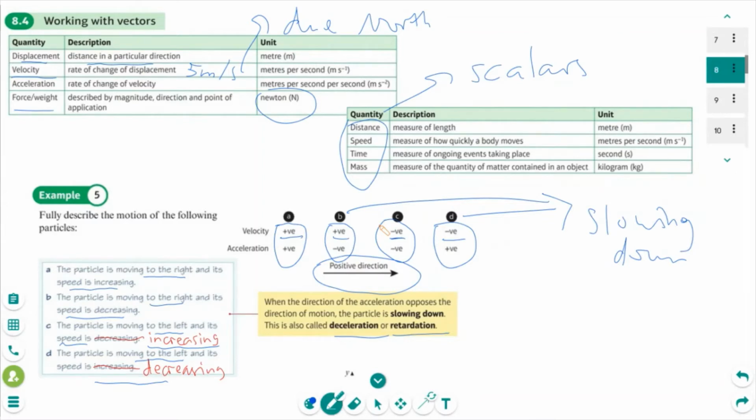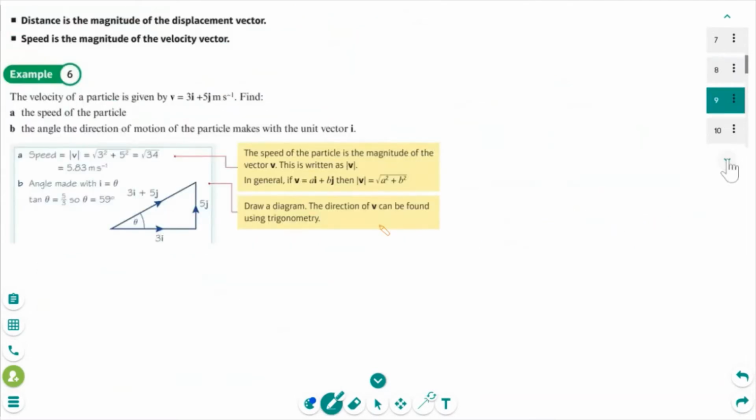So distance is the magnitude of the displacement vector. Speed is the magnitude of the velocity vector. Okay, so this relates to the previous work. If the velocity is given to you in the ij notation, this means that you have an object which is moving 3i to the right, 1, 2, 3, and 5 up. Okay, 3 and 5. So the object is moving in this direction.